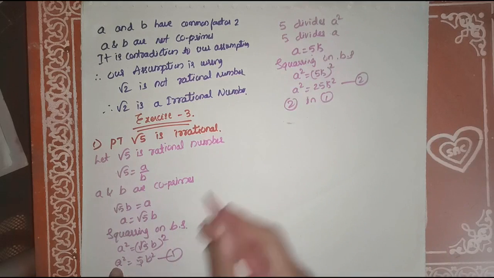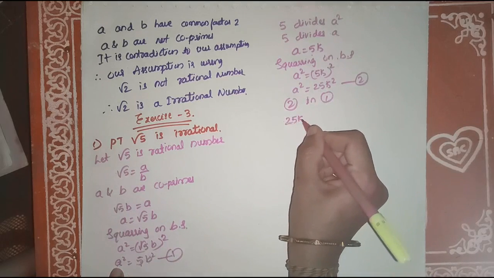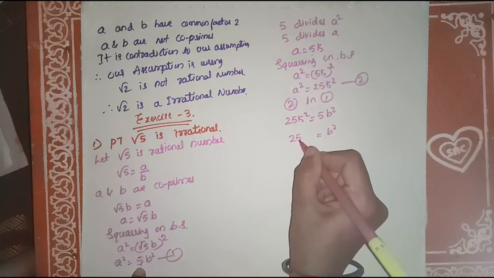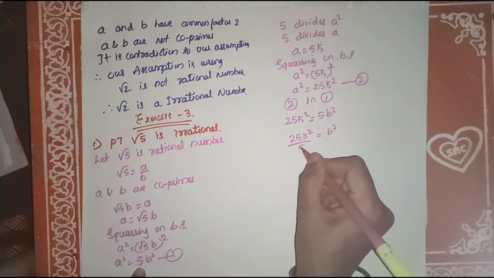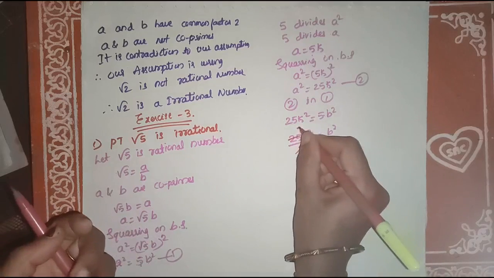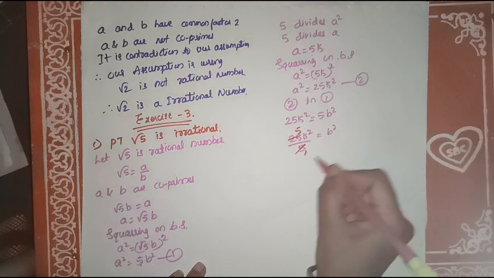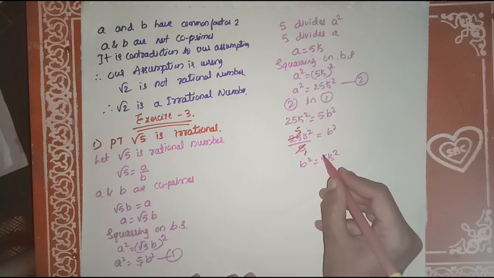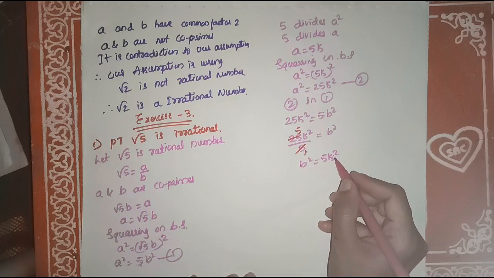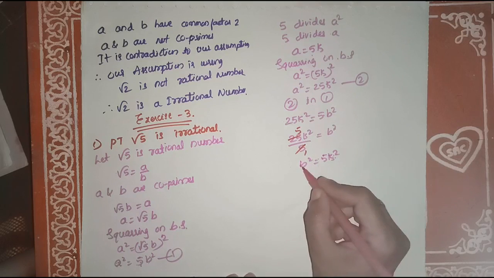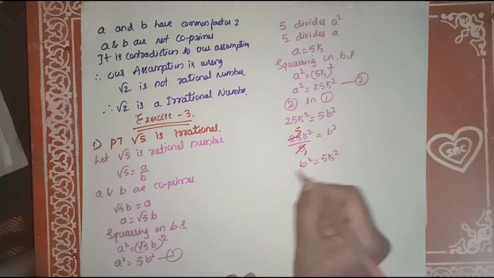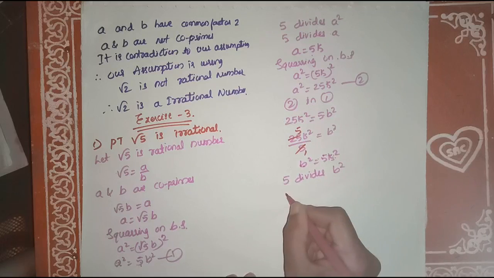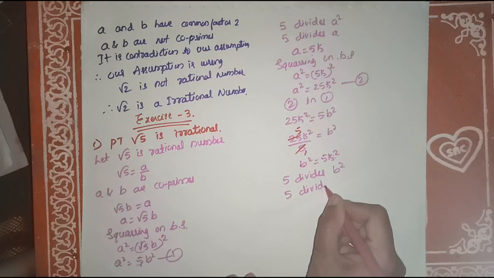So here 1 is a square. A square is 25k square is equal to 5b square. It is nothing but b square is equal to 25k square into 5 becomes divided by 5. So then it is 1 ja, 5 ja. Here we have b square is equal to 5k square. Here also b square is a multiple of 5, 5 times any number, means b square is also divided by 5. So that is 5 divides b square. It is nothing but 5 divides b.